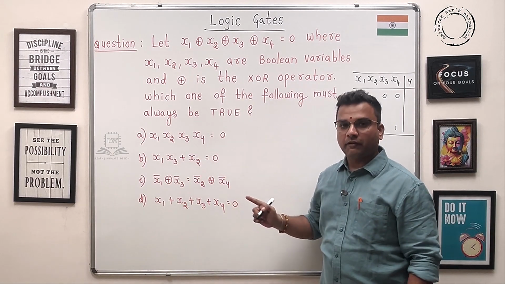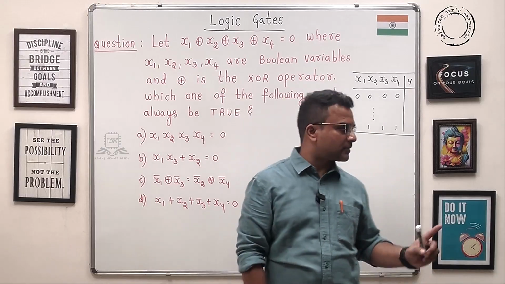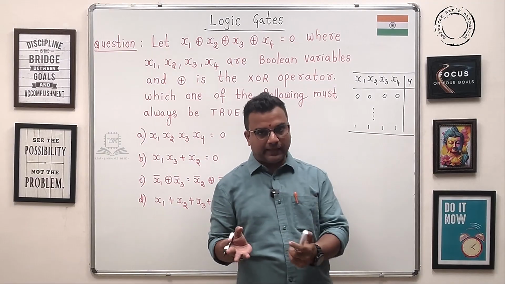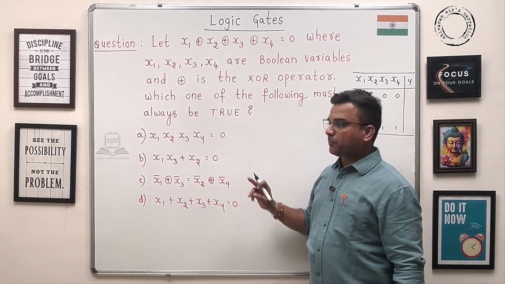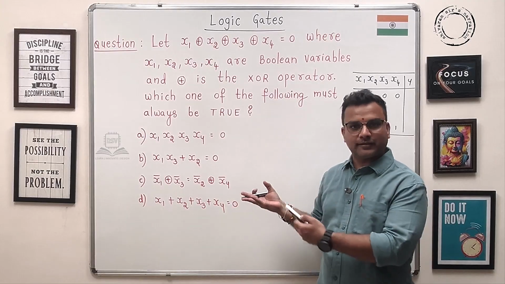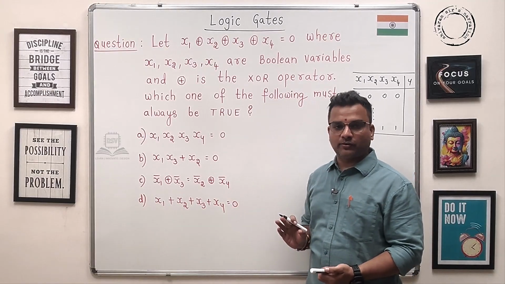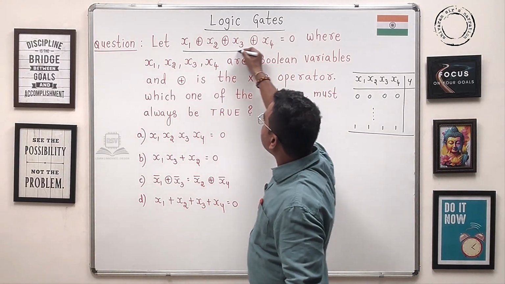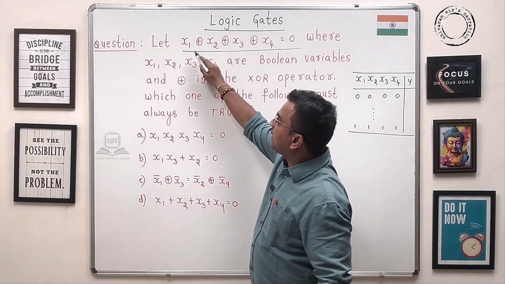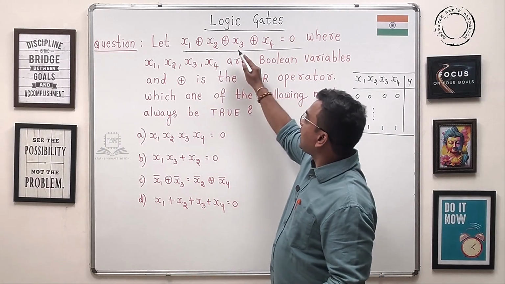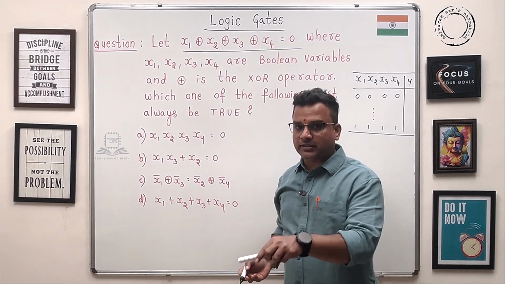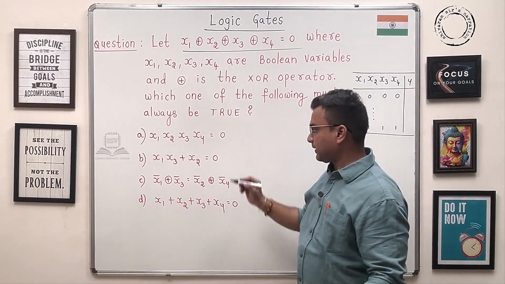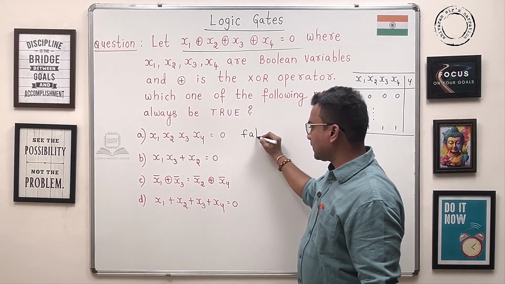Guys, here you see from the options, x1, x2, x3, x4 is equal to 0. How is this correct? Let's take one combination, when all the inputs are 1 1 1 1. Then is it true? No, because 1 into 1 into 1 into 1 is 1 only, it is not 0. Even if you take 1 1 1 1, which satisfies this condition, because 1 XOR 1 is 0, 1 XOR 1 is 0, 0 XOR 0 is 0 only, but still this condition is satisfied. Hence we can say this is false.